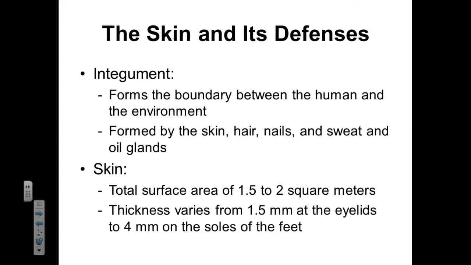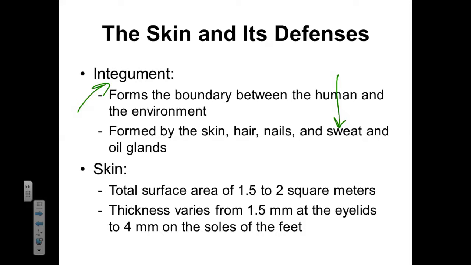So without further ado, let's talk about the defenses of the skin. Our skin, aka integument, is a barrier. It forms a boundary between the inside of our bodies and the outside of our bodies. It keeps the fluids in and it keeps pathogens out. Our skin is made up primarily of hair, skin, nails, sweat, and oil glands. Now, for those of you who are wondering what we're talking about with sweat, there are two kinds of sweat glands, or sudoriferous glands, and there's one primary kind of oil gland, also known as a sebaceous gland.